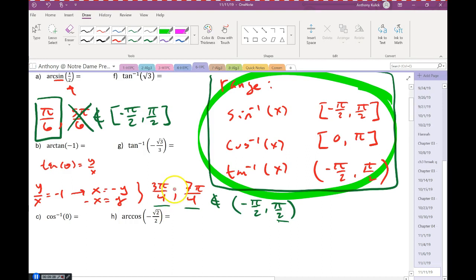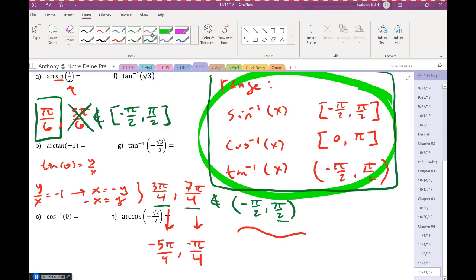Subtracting. So if I subtract 2 pi from 3 pi over 4, I get negative 5 pi over 4. And if I subtract 2 pi from 7 pi over 4, I get negative pi over 4. Do either one of those fit inside of the range? That one does, right?